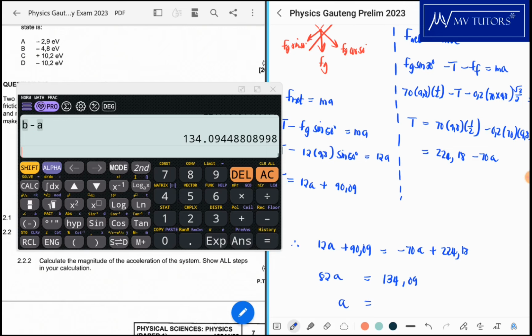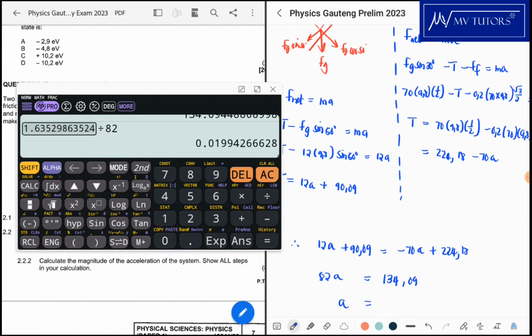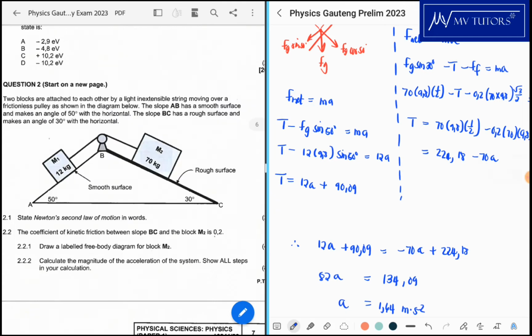Now acceleration. Okay, moment of truth. So our answer divided by 82, it should make sense. The answer should make sense. Okay, so we have 1,64. I think this makes sense. Okay, 1,64 meters per second squared. So yeah, calculate the magnitude of the acceleration of the system. I think that's it. I think we are done.